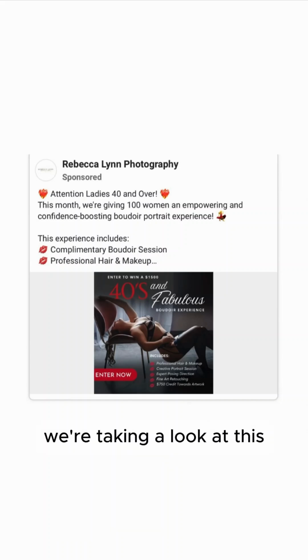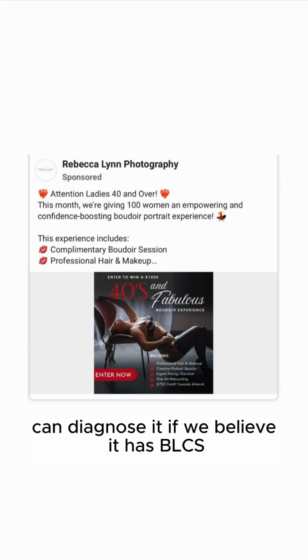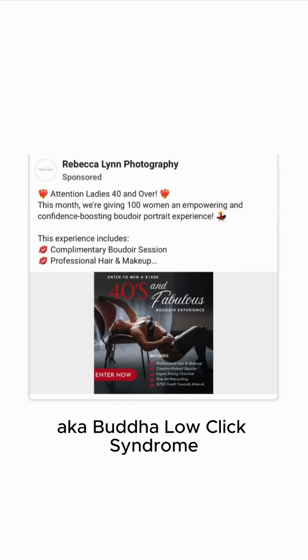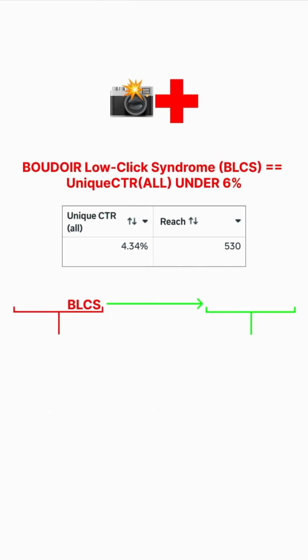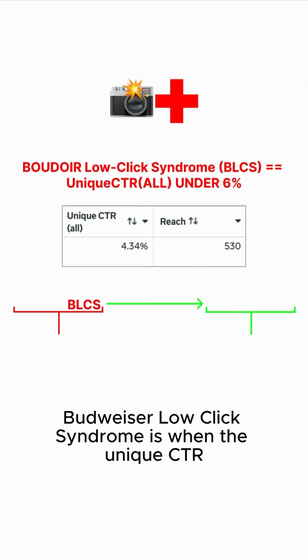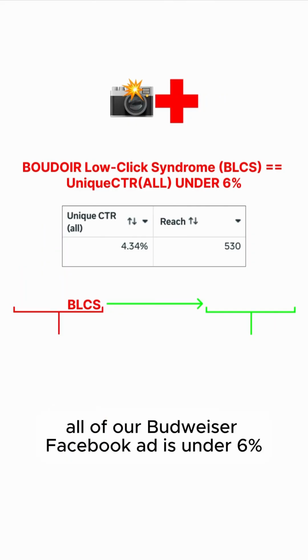All right, y'all, we're taking a look at this Boudoir Facebook ad. Can we diagnose it, see if we believe it has BLCS, aka Boudoir low click syndrome. So BLCS, Boudoir low click syndrome, is when the unique CTR of our Boudoir Facebook ad is under 6%.